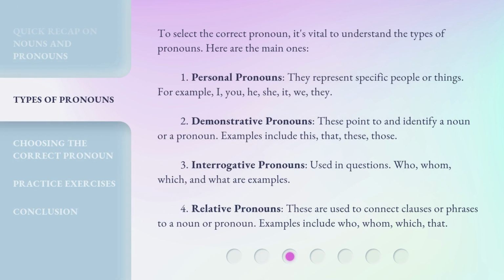To select the correct pronoun, it's vital to understand the types of pronouns. Here are the main ones. 1. Personal pronouns. They represent specific people or things. For example, I, you, he, she, it, we, they. 2. Demonstrative pronouns. These point to and identify a noun or a pronoun. Examples include this, that, these, those.